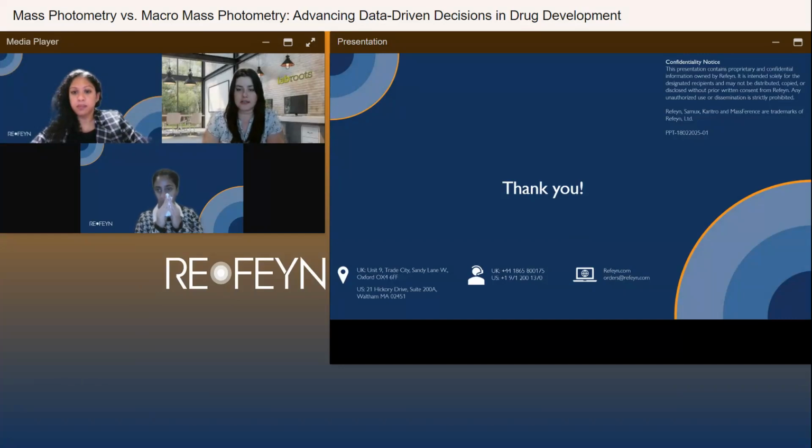This question is asking, what unique insights does simultaneous mass and size measurement, or MMP, provide that MP alone cannot?